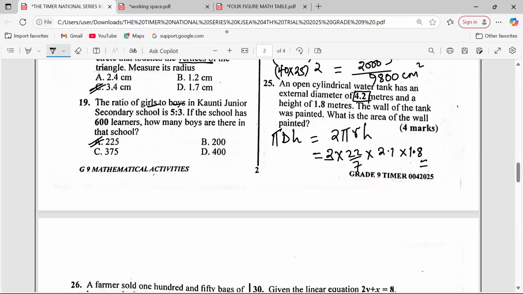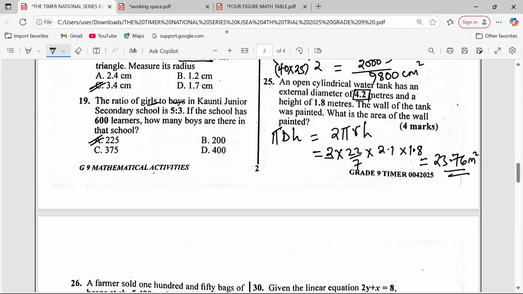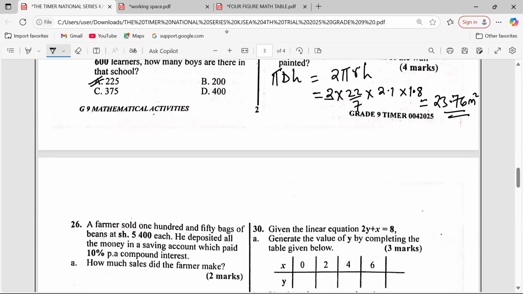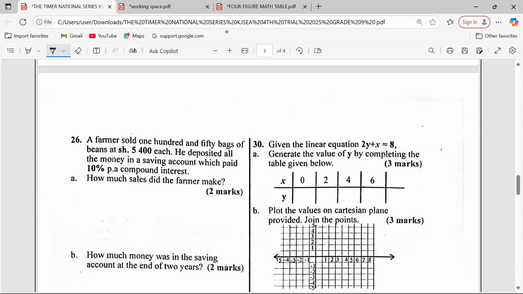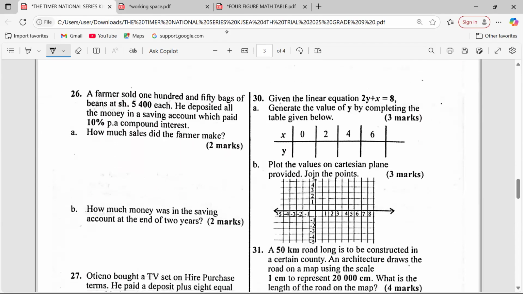So let me now work this out. 2 times 22 over 7, then this is multiplied by 2.1, then times 1.8. This is going to be 23.76. Remember, this can vary, and these are square meters. This can vary depending on the choice of your pi. You can either use the pi in the calculator or 3.142. So it can vary slightly.